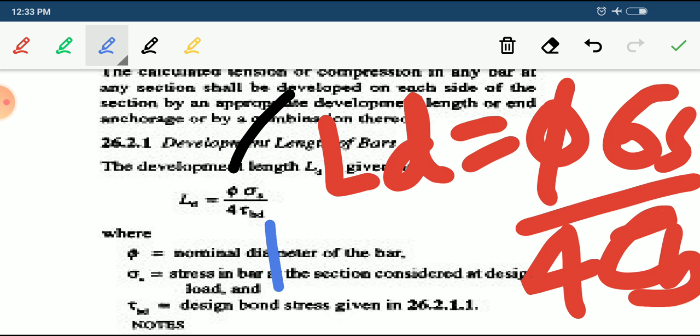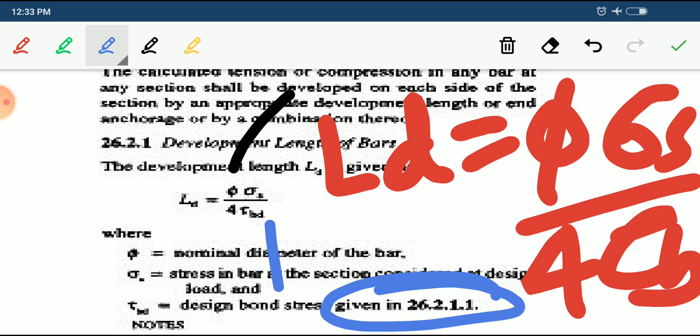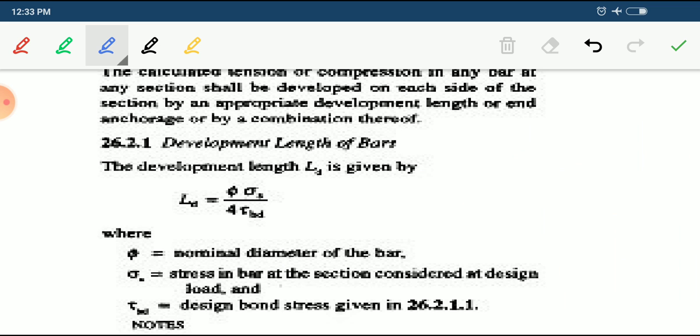You will get it in IS 456, in clause 26.2.1.1. Here you will get the design bond stress value, for M20, for M30 and so on. For M20, it is 1.2 something. By looking at the IS code book you have to refer to this. This is the development length, and we calculate it using this formula.